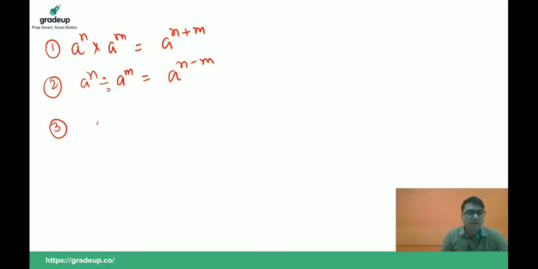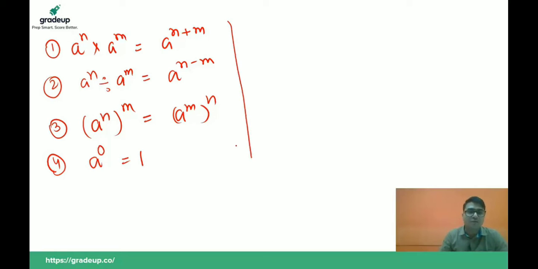Number three, if you have a raised to the power m raised to the power n, then you can write it as a raised to the power m into n. Number four, a raised to the power 0 is equal to 1. These are the basic rules, guys. If a raised to the power n is equal to a raised to the power m, then n will be equal to m.